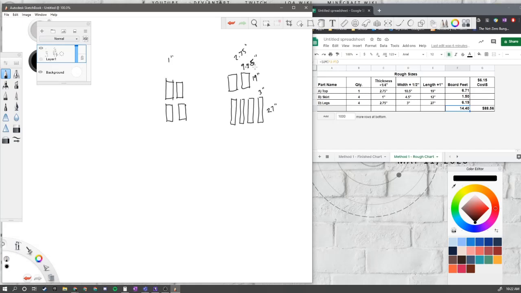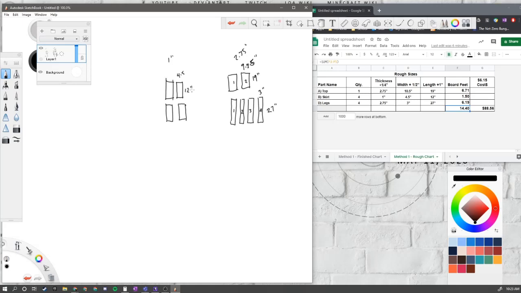Okay. So this is part 1, 2, and then there's 1, 2, 3, 4 legs. For our skirt, they are 4.5 inches wide and they are 12 inches long.